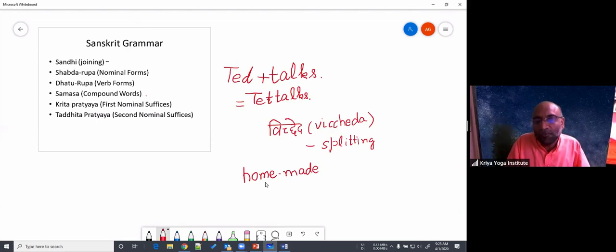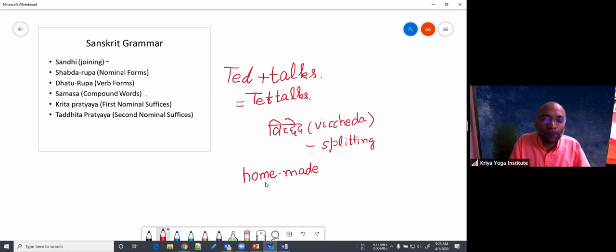In English, we have other examples like bookshelf. Bookshelf is not a shelf made of books. It's actually a shelf made for books. The way we understand these words is by usage: in usage, bookshelf means shelf for the books, not made of books. But homemade, we'll say made at home, not made for home.